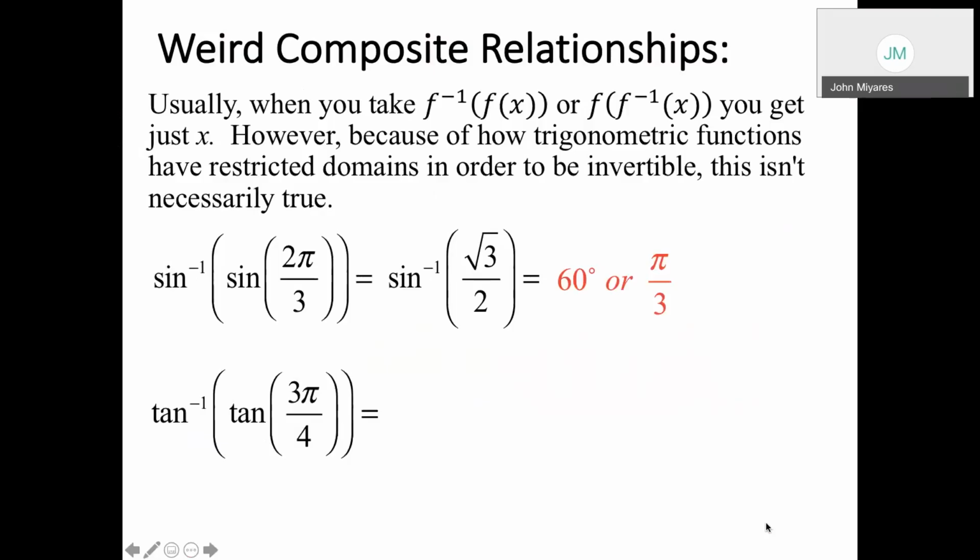Similarly, if we were to take a look at the inverse tangent of the tangent of 3 pi over 4, we start by working on the inside, knowing that the tangent of 3 pi over 4 is negative 1. Now we're asked to find the inverse tangent of negative 1. The inverse tangent of a negative number always gives an answer between negative 90 degrees and 0 degrees. So the answer here is going to be negative 45 degrees or negative pi over 4 radians.